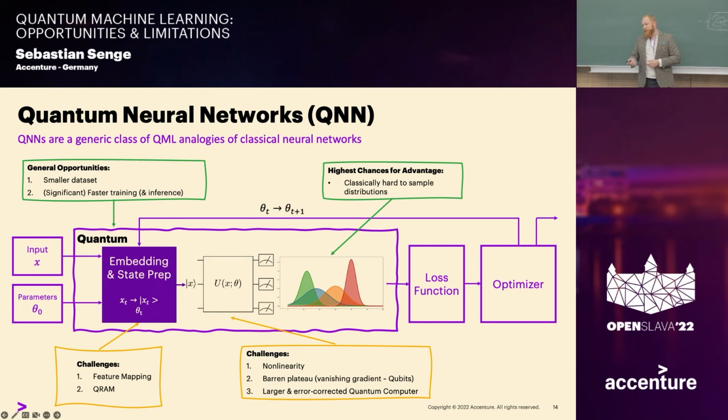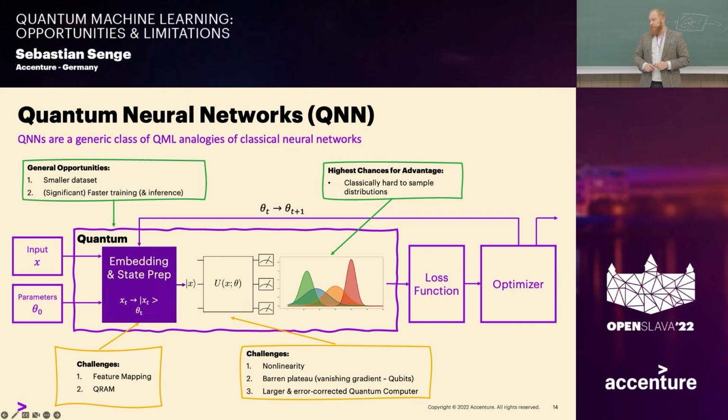So the general opportunity that we have here by exploiting these kind of neural networks is that we need to use much fewer data samples to train your network, and then to basically save a lot of time during the training of these neural networks, right? There are, of course, a lot of challenges.